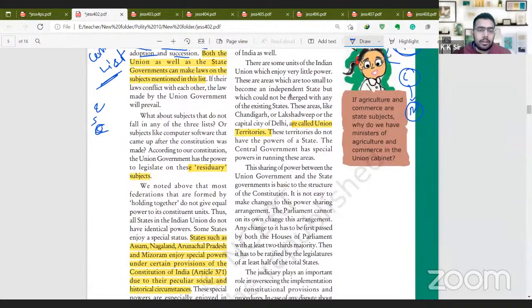Now, there is one more subject, which is residuary subjects. Residuary subjects are basically the subjects which were not there when the constitution was made. Like the constitution makers had no idea that there would be computers after 60 years and that we would need an IT Act. So such things which may come in the future are kept under residuary subjects. And these residuary subjects are under the union government. So whatever new things come, the union government will make law on that.